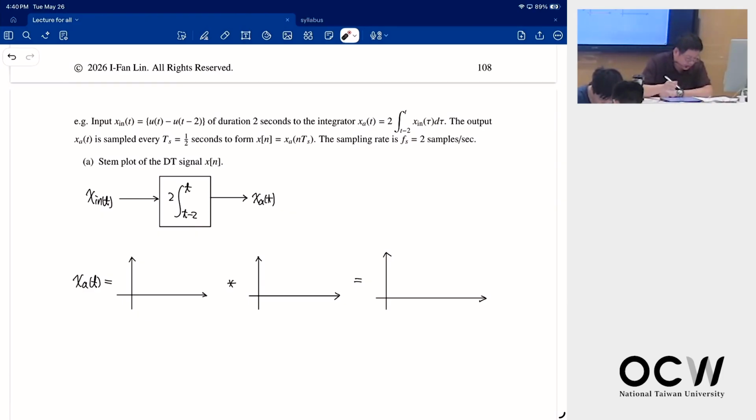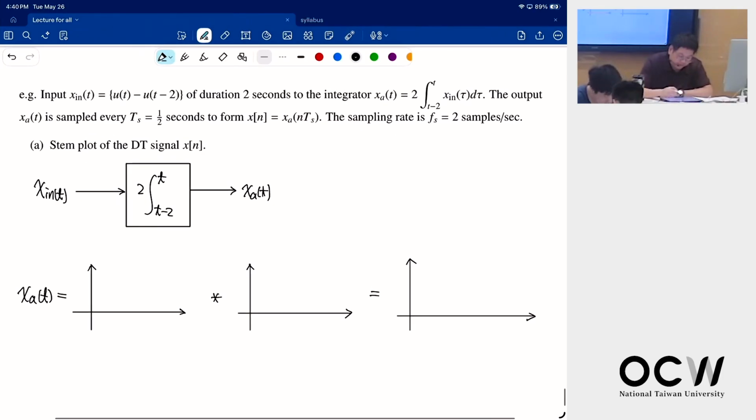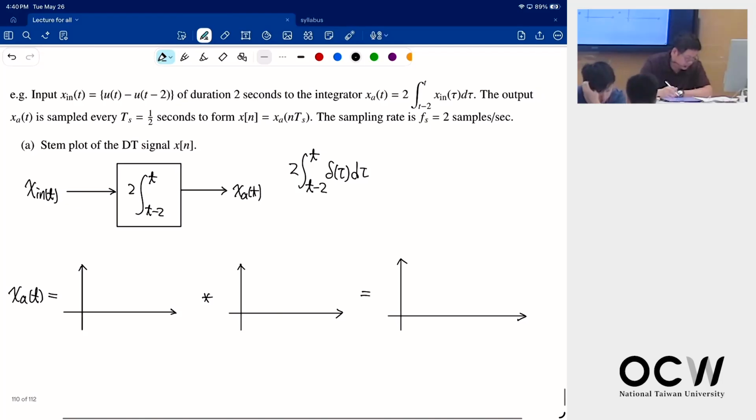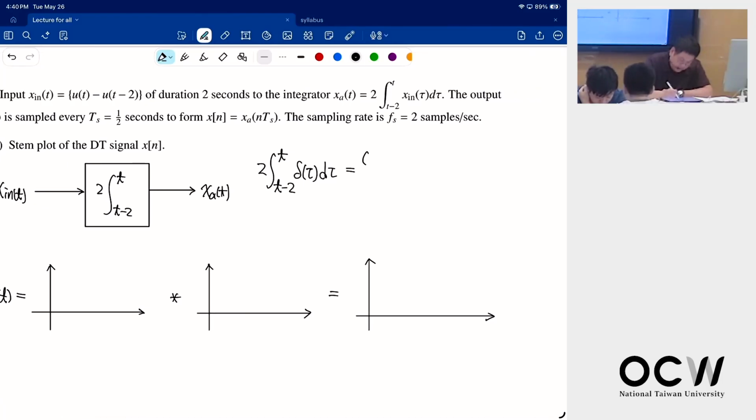So first, integrating from t minus 2 to t the delta function, d tau, we get either 2 or 0. So when t is between 0 and 2, we get 2. Otherwise, it is 0.